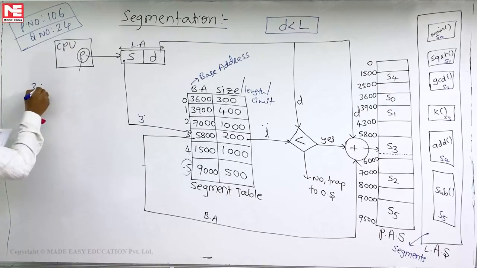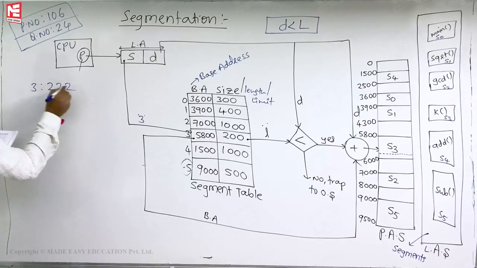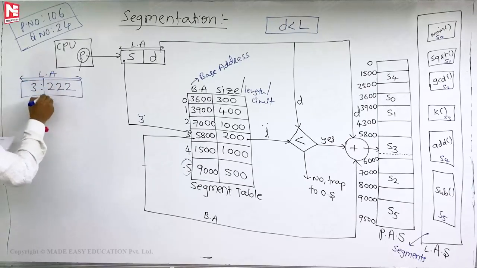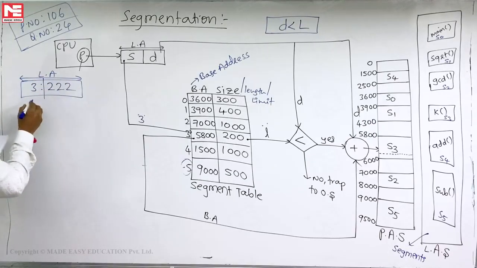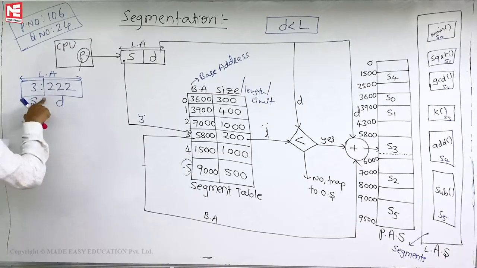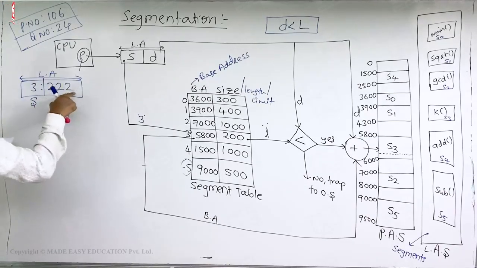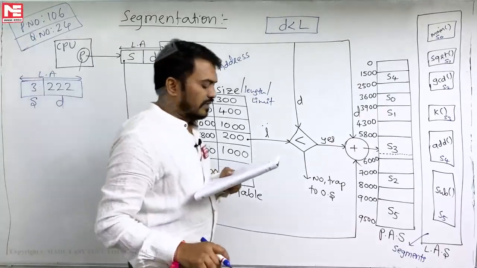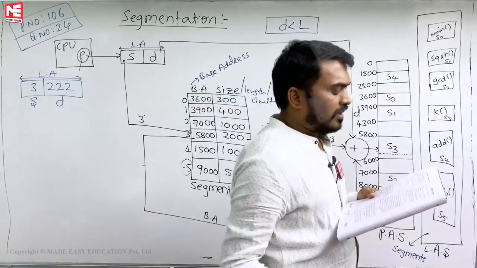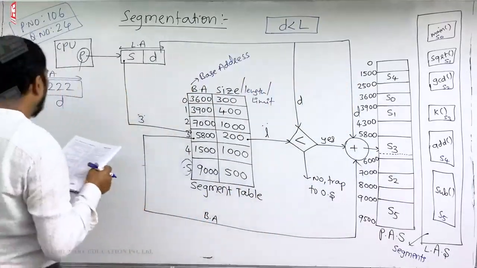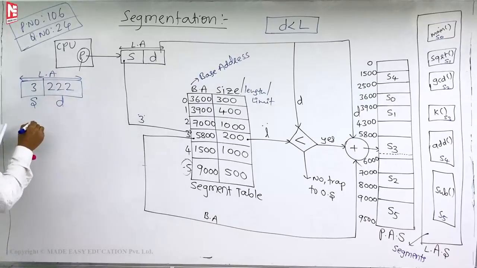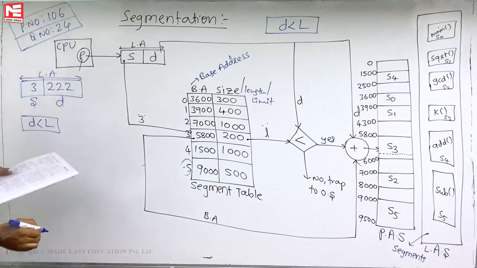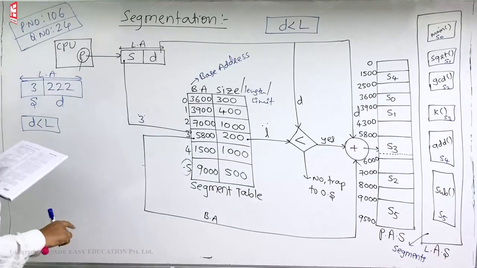Okay, listen here. He is having 3 and 222. This is the logical address he is having, and he is asking you to find the corresponding physical address. So 3 and 222: consider this as S and this as D. This is the segment number and this is the segment offset. To generate the physical address, first you do the comparison: D should be less than L.